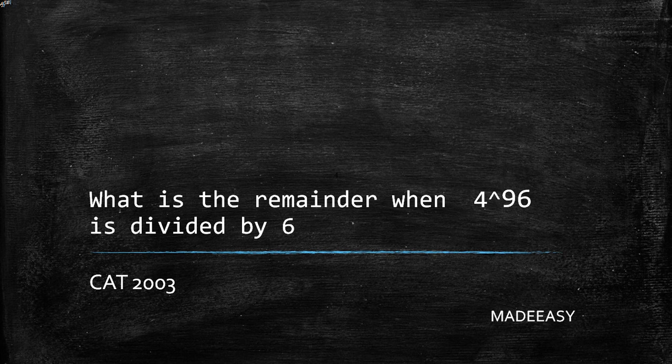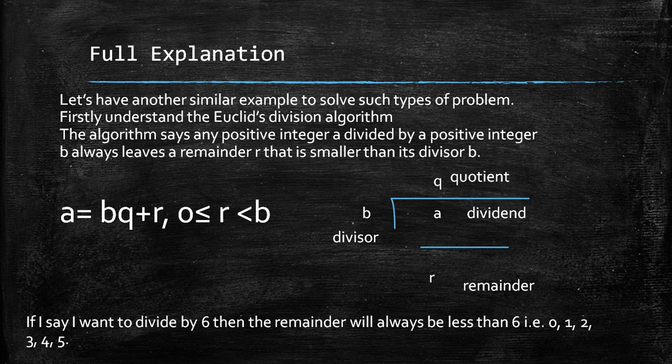So this is the next question given in CAT 2003. The question is, what is the remainder left when 4 to the power 96 is divided by 6? So how would it be solved? Let's have some explanation before we solve this question. Let's have another similar example to solve such type of problem.